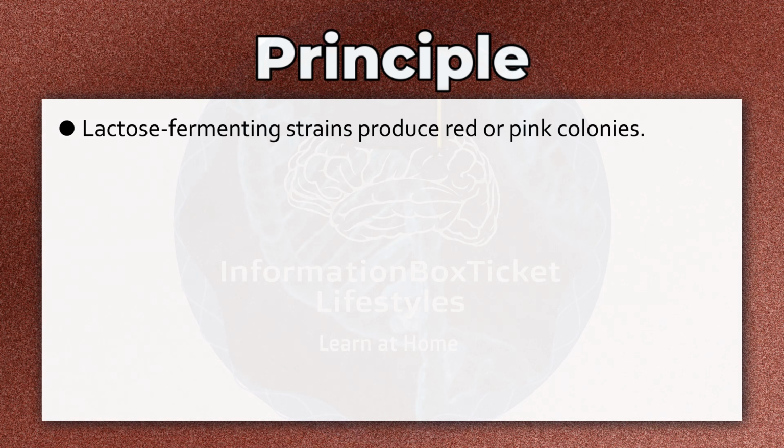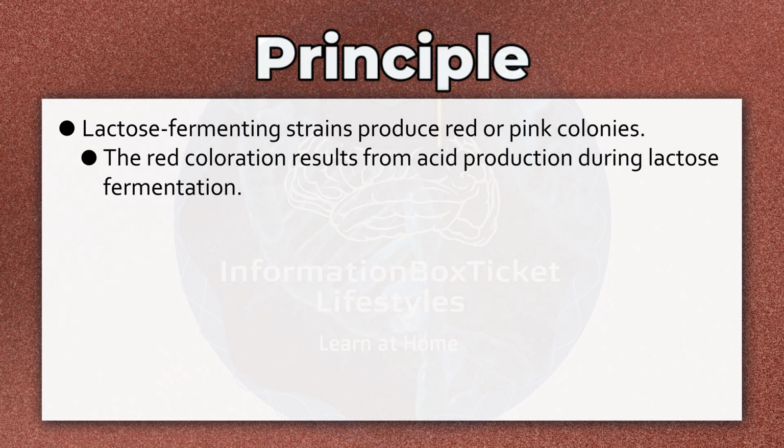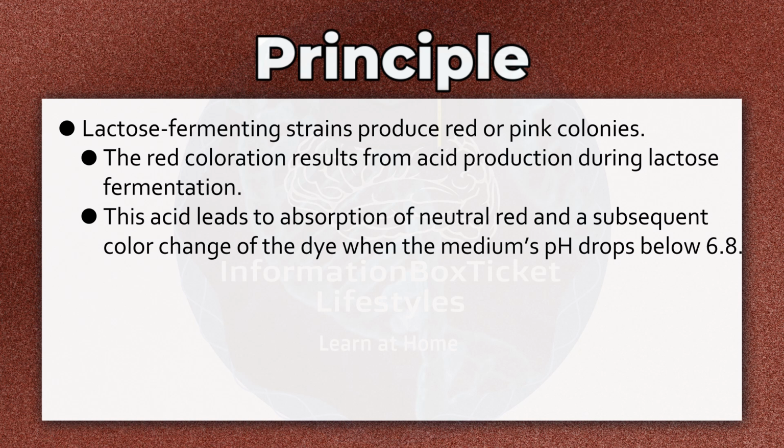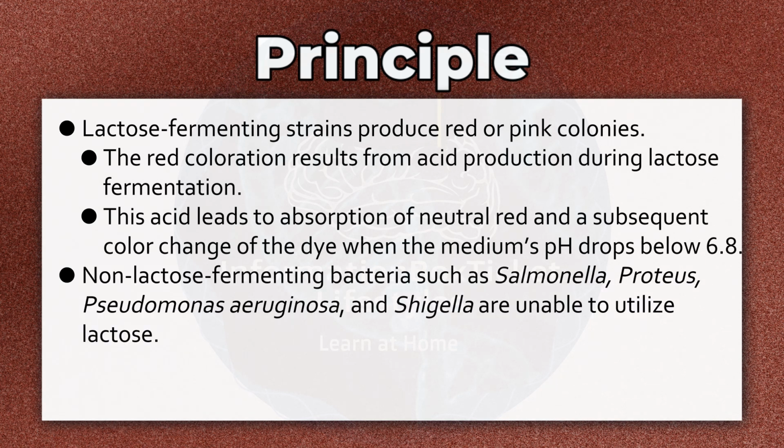Lactose fermenting strains produce red or pink colonies. The red coloration results from acid production during lactose fermentation. This acid leads to absorption of neutral red and a subsequent color change of the dye when the medium's pH drops below 6.8. Non-lactose fermenting bacteria such as Salmonella, Proteus, Pseudomonas aeruginosa, and Shigella are unable to utilize lactose.